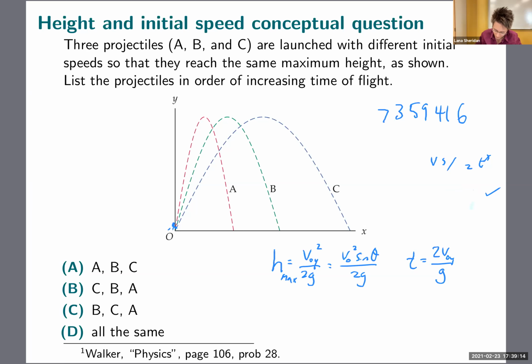Okay, so I have the time of flight written here. I have the maximum height above the launch point written here. Does it help? I just want to emphasize they have different initial speeds.